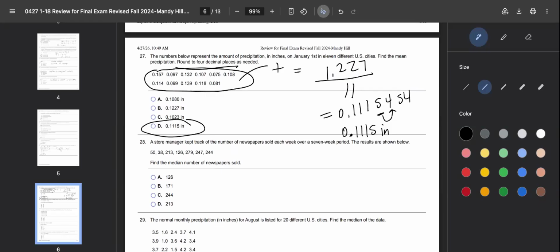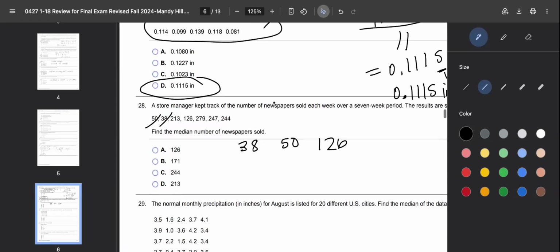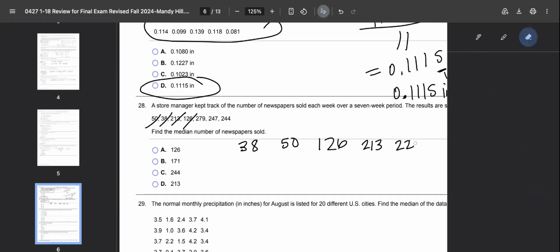Okay. A store manager kept track of the number of newspapers sold each week over a 7-week period. The results are shown. Find the median number of newspapers sold. To find the median, it is important to put the numbers in order from least to greatest. So I've got 38 and 50. Then we have 126. Let me make this a little bit bigger for me. Okay, we've got 126. We have 213, so I'm putting them in order from least to greatest. 244, not 24, 244.